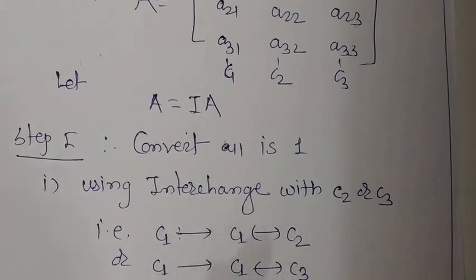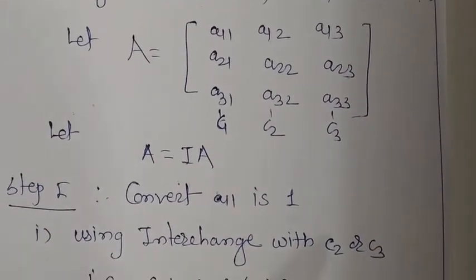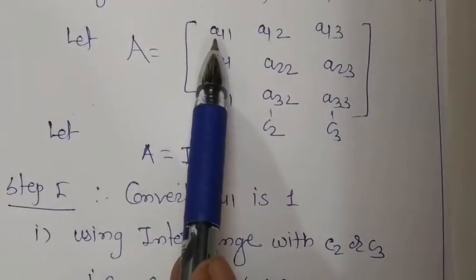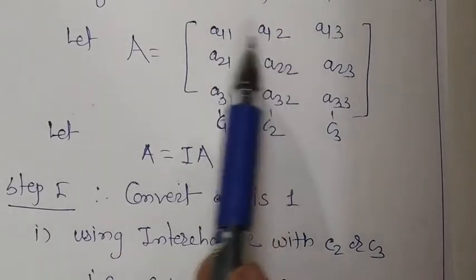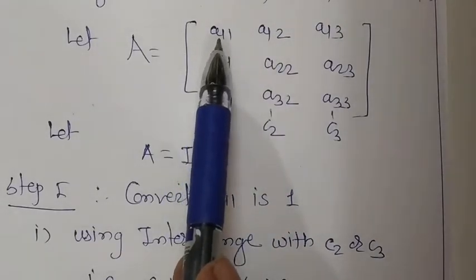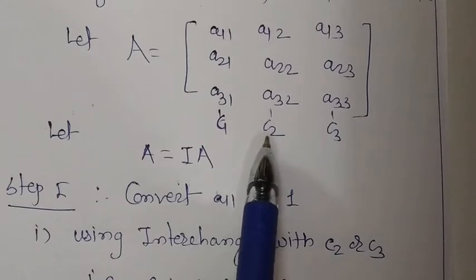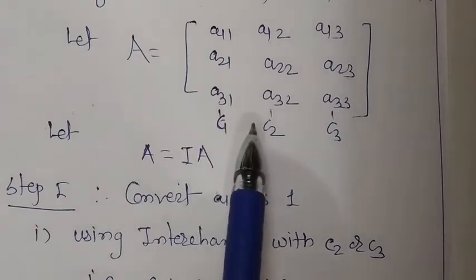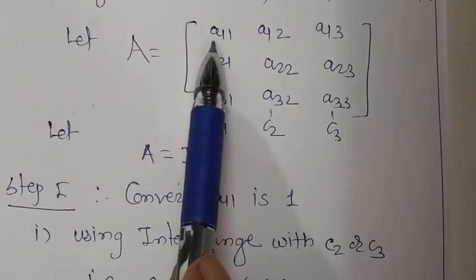If this is not possible, if there is no 1, then you can add or subtract using A12 and A13. So suppose there is 3 and 2. Then 3 minus 2 is 1. So what can you write here? C1 minus C2. So you can easily get 1.